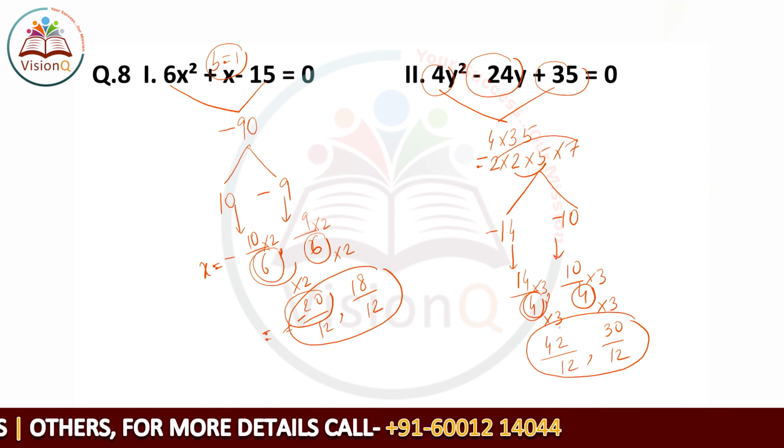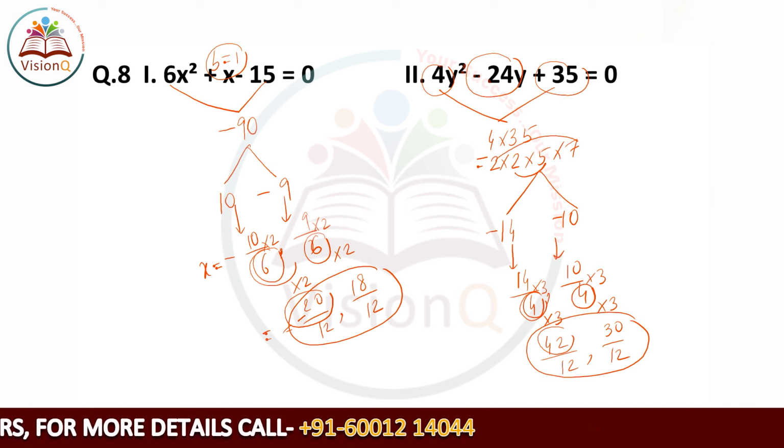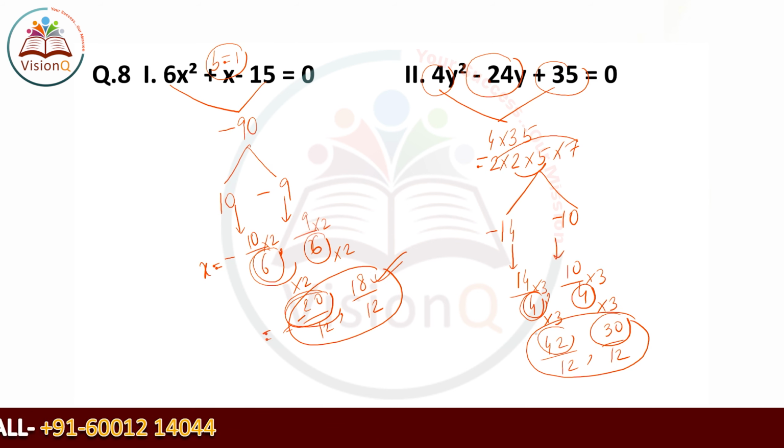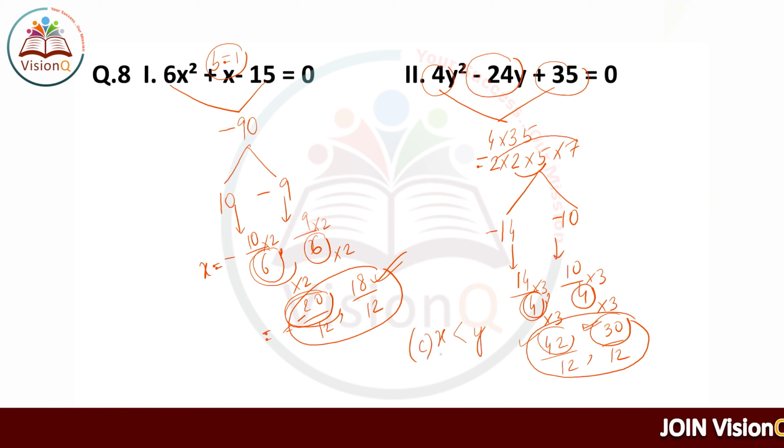Minus 20 is less than 42. Again minus 20 is less than 30. Next come to the next x, which is 18. So 18 is less than 42. 18 is less than 30. So x is less than y. Answer is option number C.